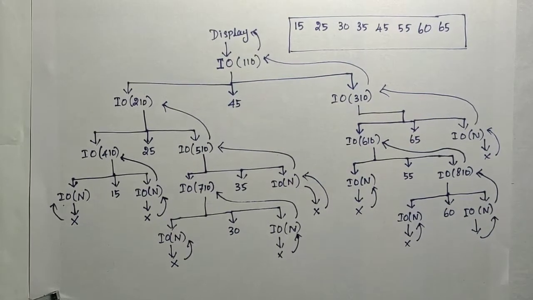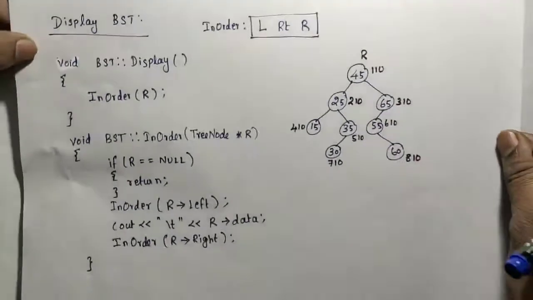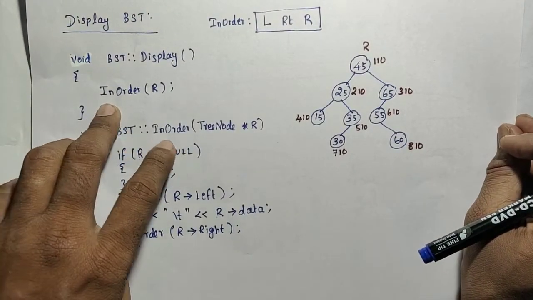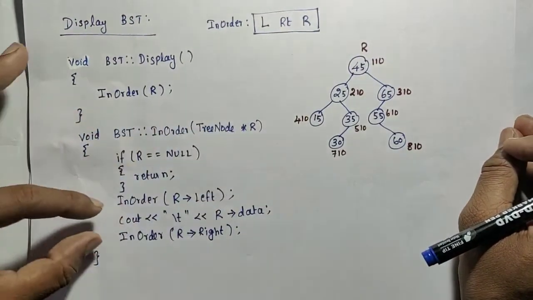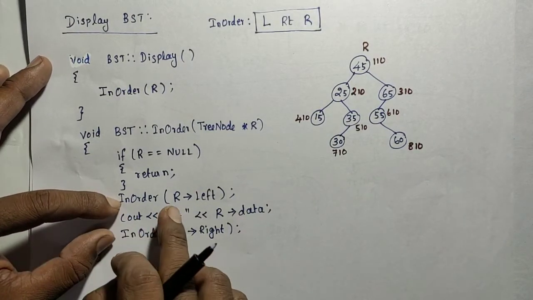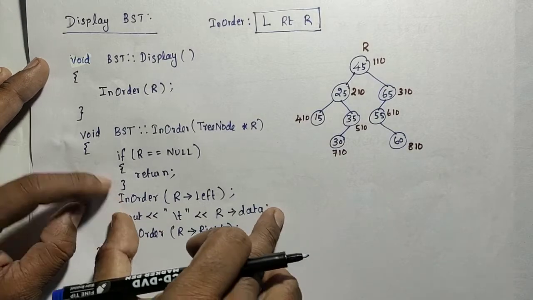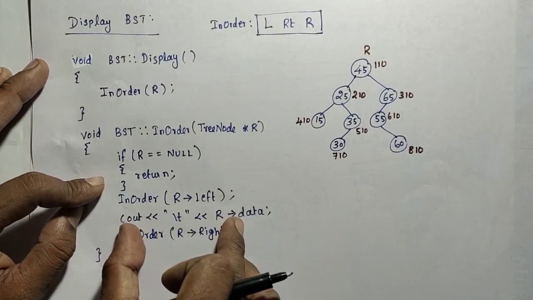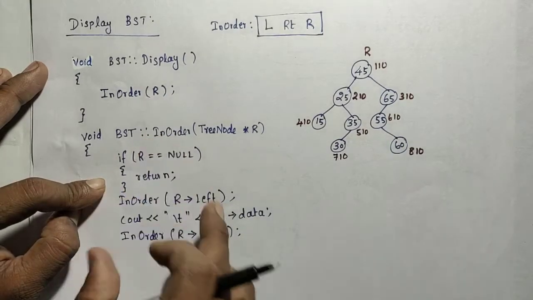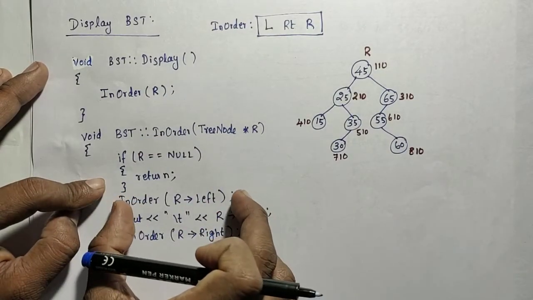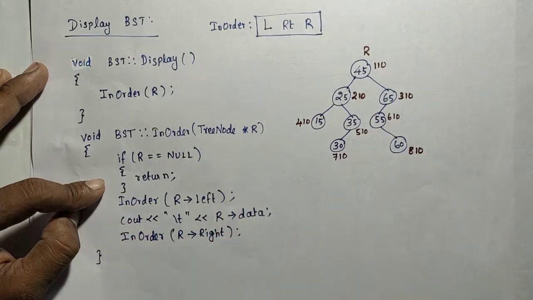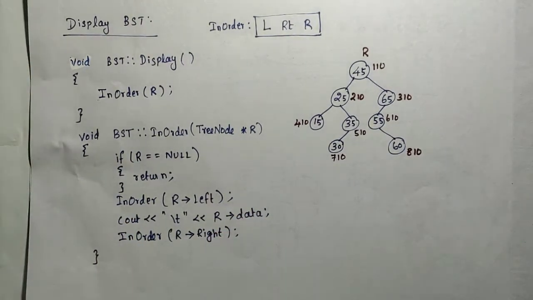Suppose you want to print in pre-order and post-order, we only need to change the function. Here is the pre-order of the root. I need to change this order alone. What is the order? First the root will be printed, then pre-order of the left, pre-order of the right, like that we have to call. For the post-order, first we have to call post-order of left, post-order of right, then print the data. Like that you need to call.